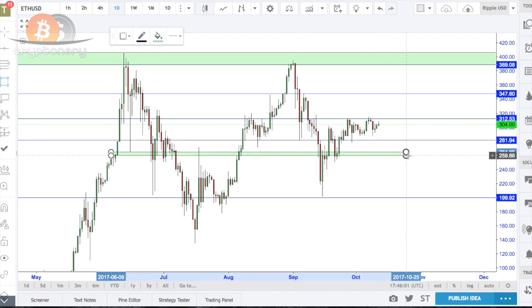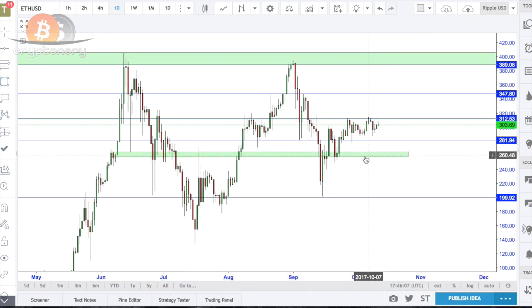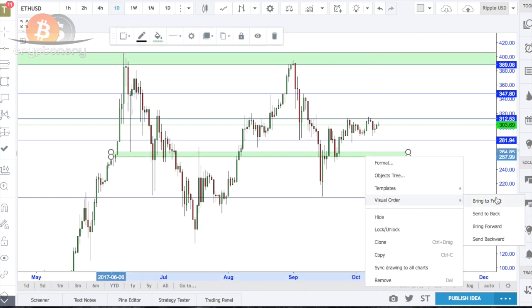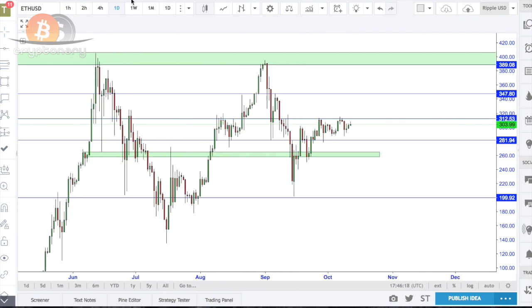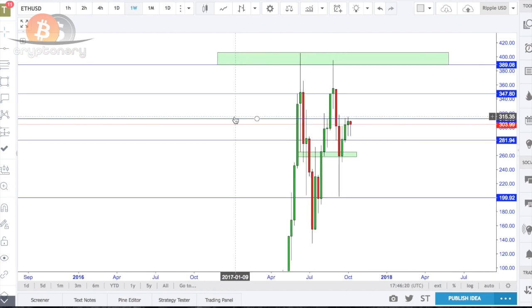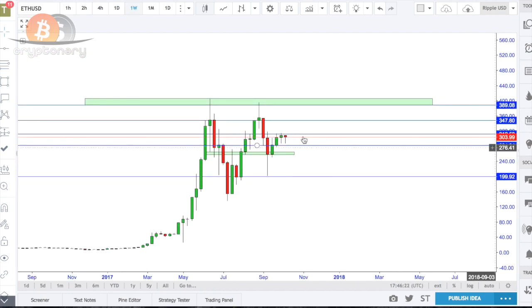For example, just a small level here. And what you do is you right click this and you press visual order and send to back. This puts the candlesticks back on top of your zone, so this is almost in the background. So there we have a rough strategy and an approximate way of analyzing these currencies and cryptos.